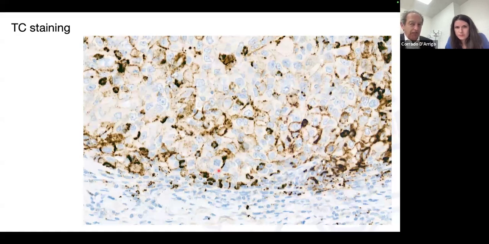Tumor cells are not part of the algorithm, and don't panic, because most cases of tumor cell staining are also immune cell positive. So in many ways, if you find tumor cell staining, it's kind of positive tumor in this tumor.